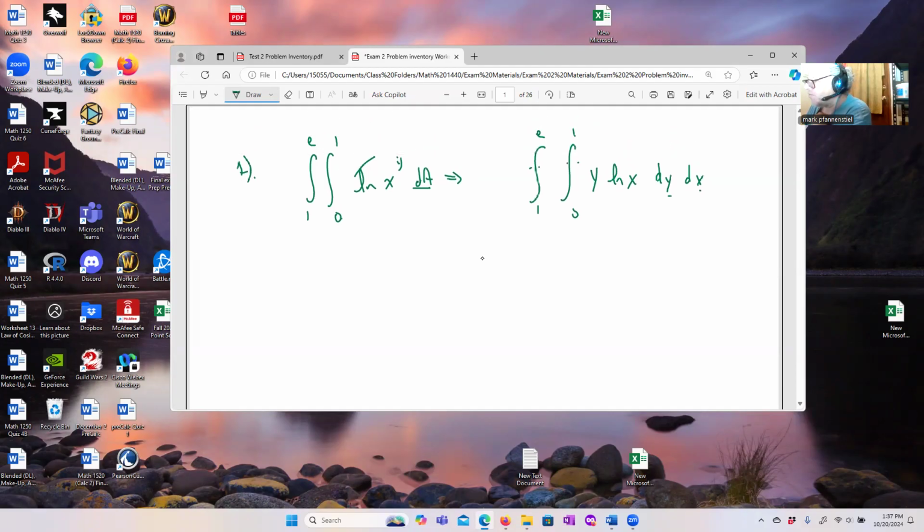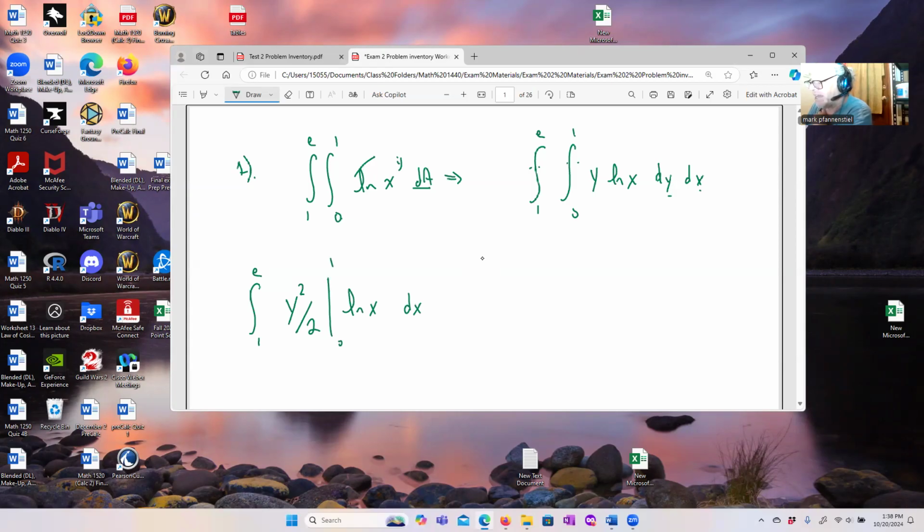Right now, natural log of x is considered to be a constant. So we're just integrating with respect to y. So we're going to get 1 to e. We're integrating with respect to y. So we have y squared over 2. We have our ln of x. We've integrated with respect to y, so I'm just going to skip writing that from now on. And then we're just going to write from 0 to 1.